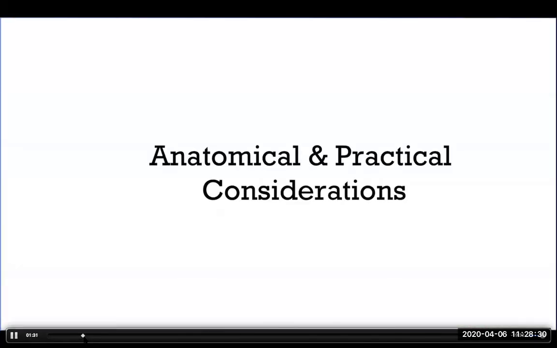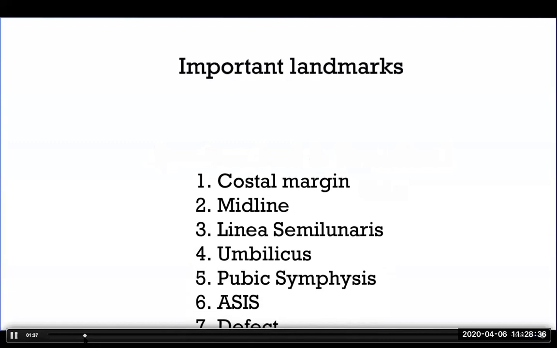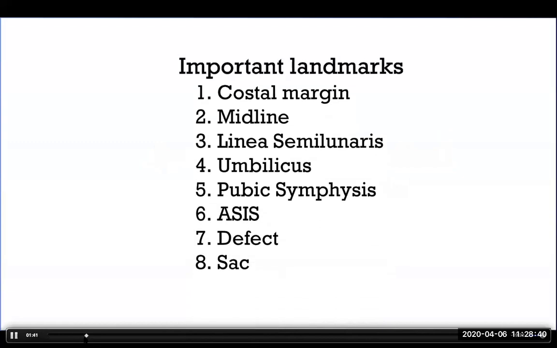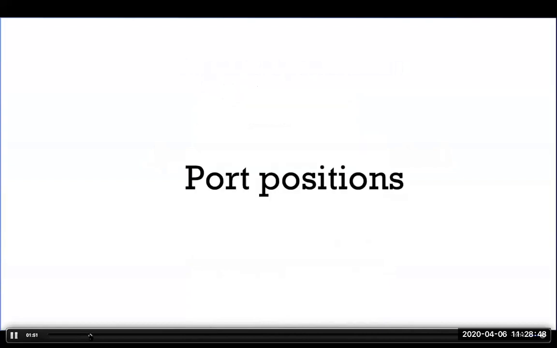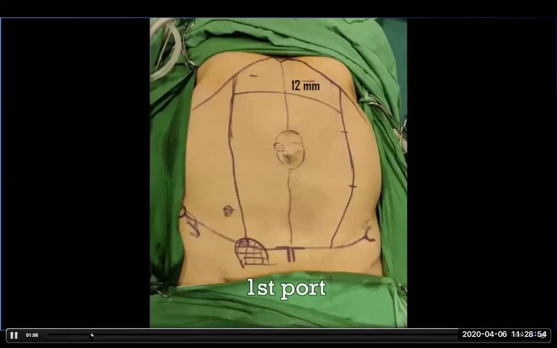Now, there are some anatomical structures which you need to identify, and you know all of them, right? Costal margin to midline, the linea semilunaris is extremely important, and the defect and the sac. All of these become important for you. The port positions are, the standard approach is that you start from the left subcostal. This is a right-hand surgeon's technique. So a left-hander can do it the reverse.